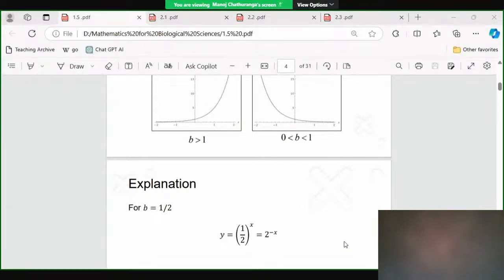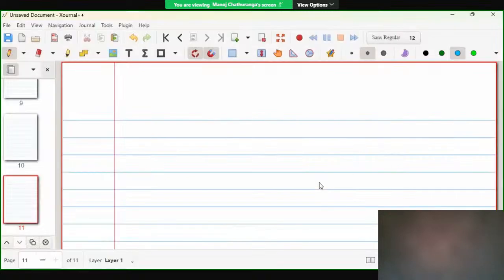Let me open my writing pad. I always get these buttons mixed up and somehow get lost in the middle. All right.